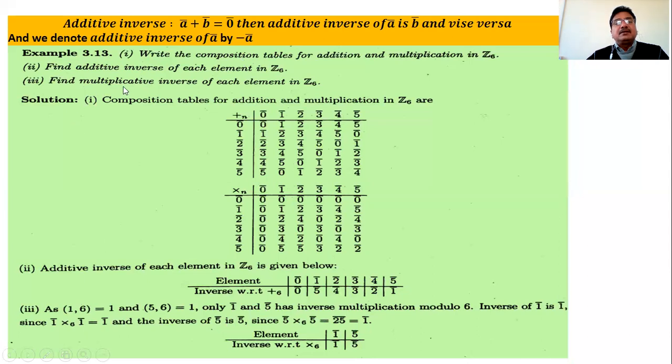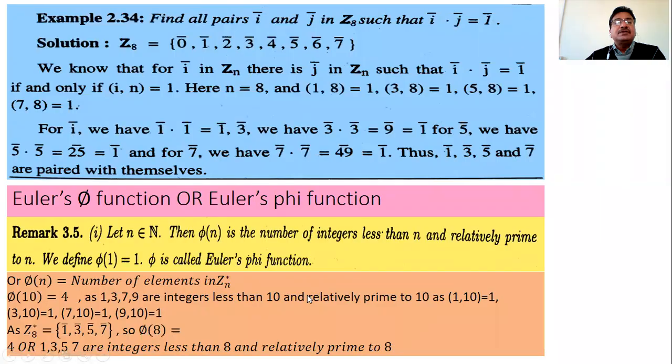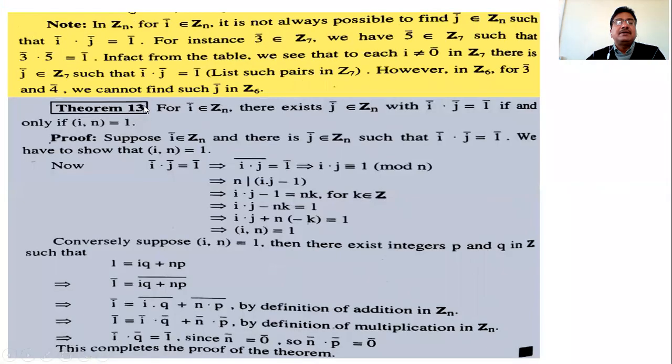Okay, but for multiplicative inverse, the other word is just inverse. Find inverse of each element means find multiplicative inverse of each element. The additive inverse of each element exists, but the multiplicative inverse of each element of Zn does not exist. So this is the theorem for when the multiplicative inverse exists.